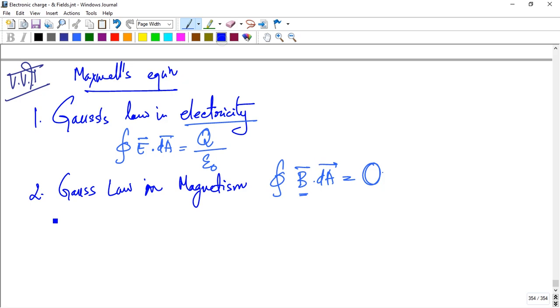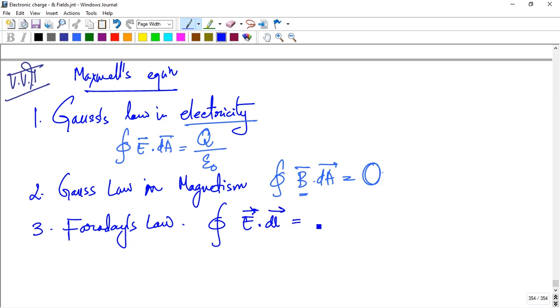Third is Faraday's law. So what is Faraday's law? You get the closed integral of E dot dl equal to minus d phi B by dt. So here is the derivation of Faraday's law.